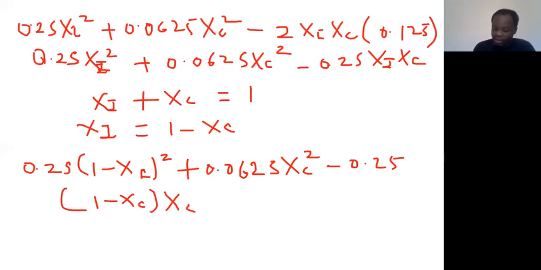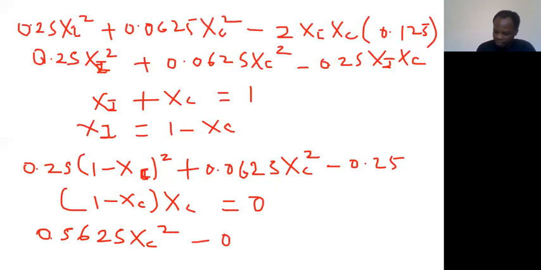But in the question, we've been asked to find out the weight that will remove all risks. That means at the end of the day, the portfolio risk should be equal to 0. That means I'm going to equate this to 0. Okay. Now, if you simplify this equation further, you are going to have it as 0.5625 xc squared minus 0.75 xc plus 0.25 equals 0.